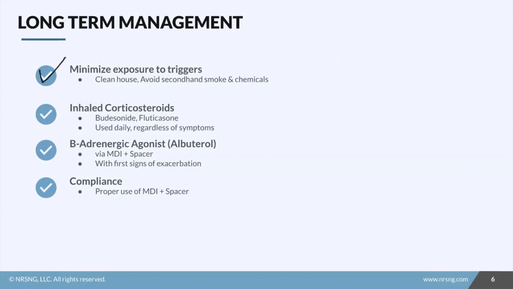Now, to reduce inflammation on a chronic basis, patients are going to be prescribed an inhaled corticosteroid. And the most important thing to note about these inhaled steroids is that they have to be taken every single day.